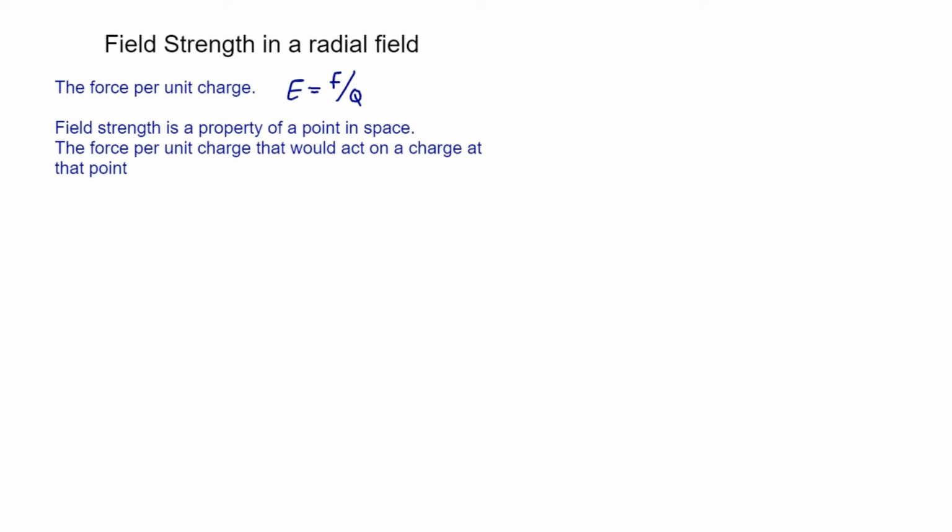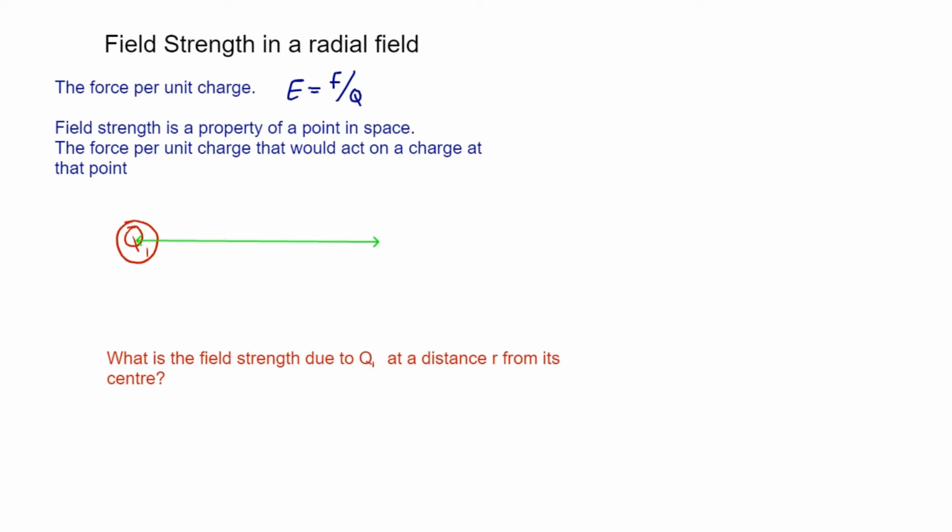Okay, well, we can make a little bit of a head start here on finding out how to determine the field strength due to a point charge. The question is, what is the field strength due to a point charge Q1 at a distance R from its centre? So let's draw it. There's some charge Q1. What we want to try and find an equation for is the value of field strength E at distance R from its centre. In other words, what would be the field strength at that particular point? Then we've got a general equation for field strength in a radial field.